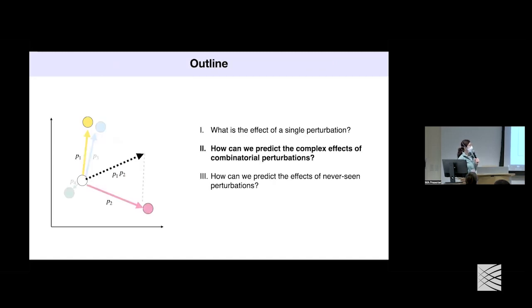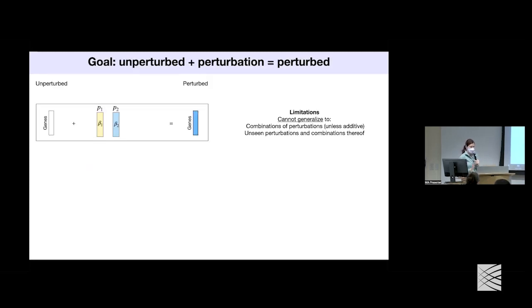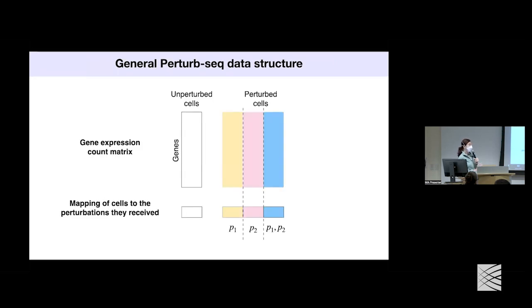So we'll start talking about how we can predict the complex effect of combinatorial perturbations. Going back here, you cannot generalize to combinations of perturbations unless they're additive. The one thing you can do is measure some combinations and model that. So you do another experiment where you also include combinations of perturbations in the same cell, for example by increasing the concentration of guides, and then cells by chance will get more guides. Then you'll have cells that have either perturbation 1 or perturbation 2, or both in the same cell.